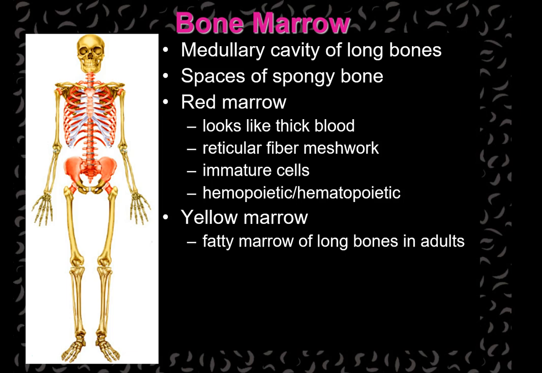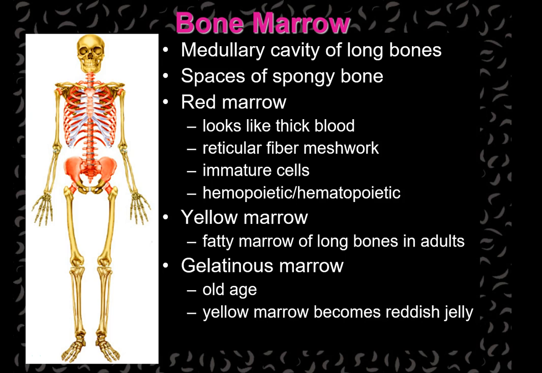Okay, and if the body's in a time of crisis, some of that yellow marrow can change back to red marrow to produce more red blood cells. Okay, so yellow marrow can differentiate back into red marrow in a time of crisis. Enough stress to the body will make that change. When you get to be elderly, you go from yellow marrow to gelatinous marrow. It's the marrow found in bones during old age, and it's kind of a reddish jelly, and there's no switching it to yellow or red marrow. Once it's gelatinous marrow, it's dead in the water.